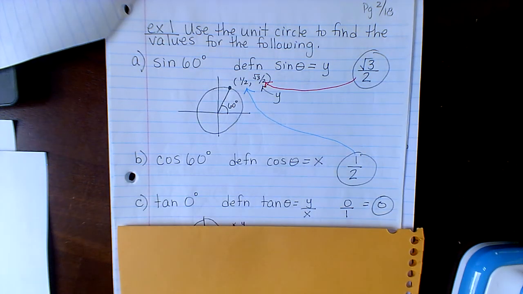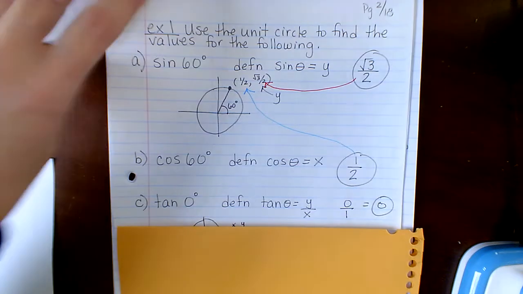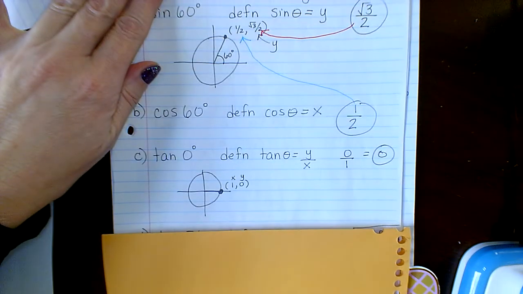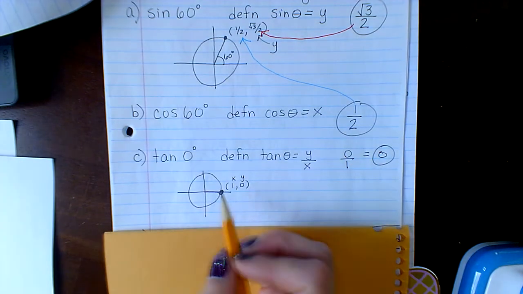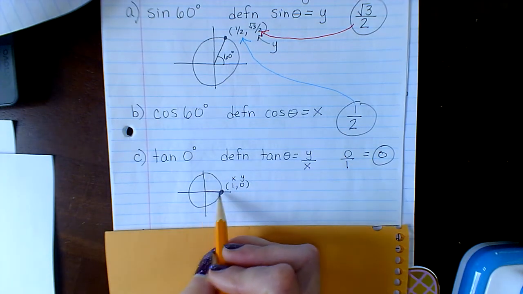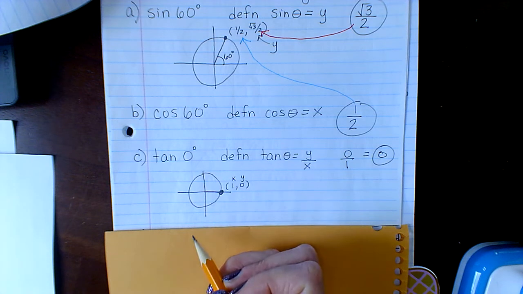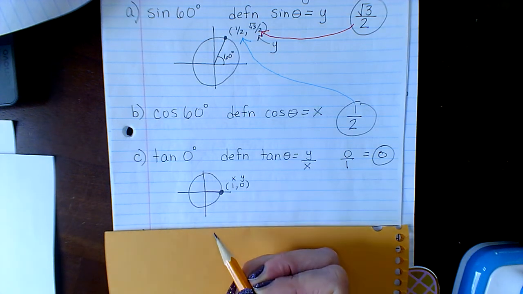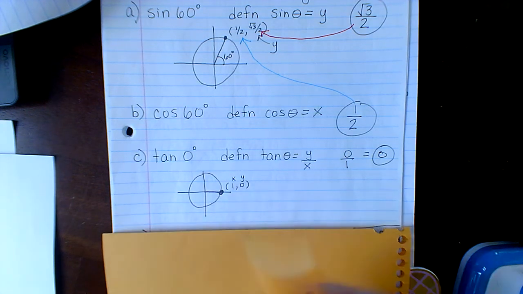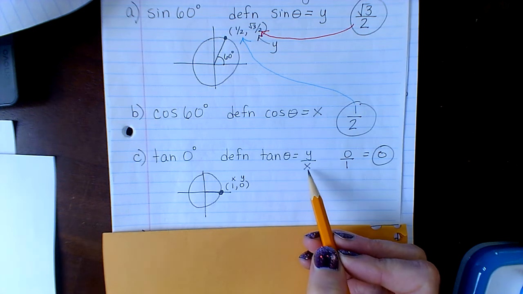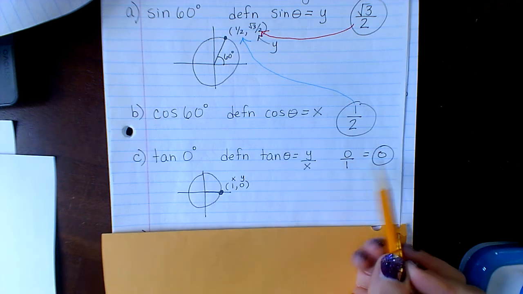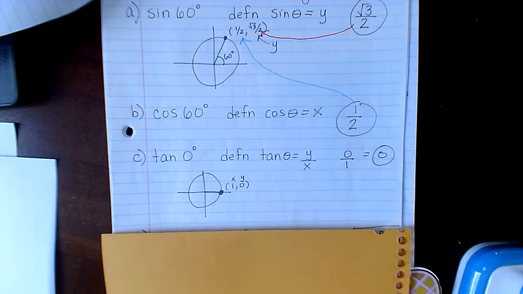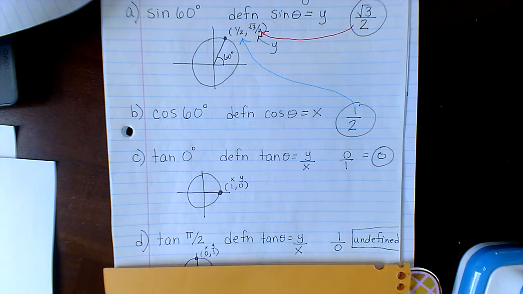The tangent of 0. All right, so 0 degrees is right here where my initial and my terminal sides overlap. The point on the circle is 1, 0. X is 1, y is 0. And the tangent's defined as being y over x. So that's going to be 0 over 1, which is just 0. You can check that one on your calculator as well if you wanted to.